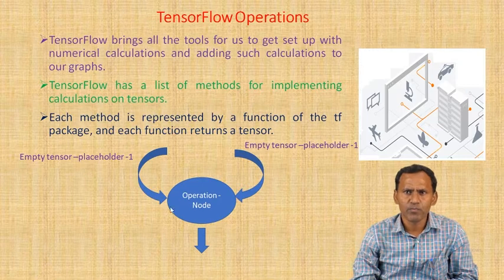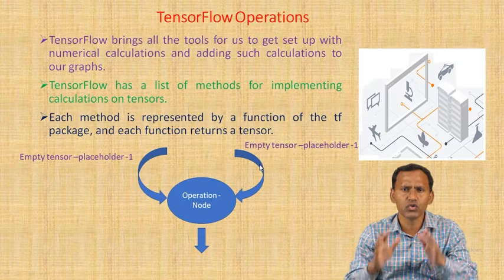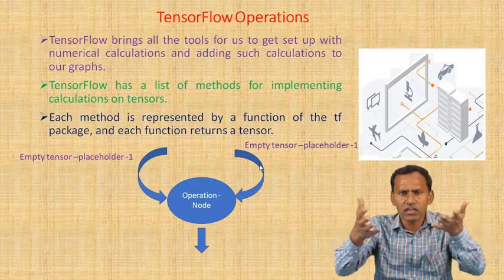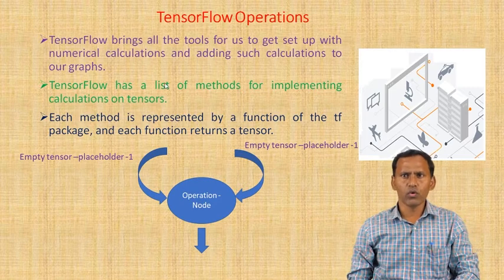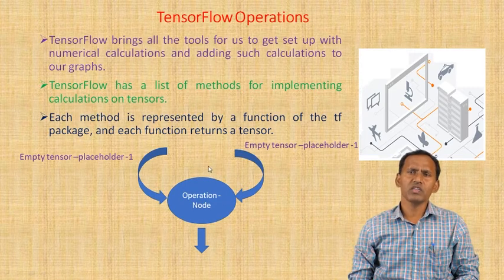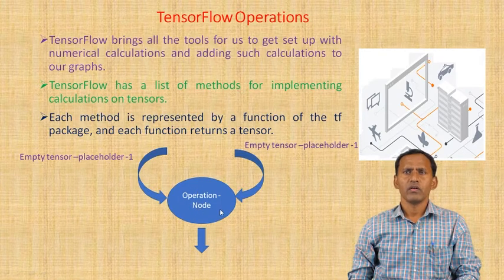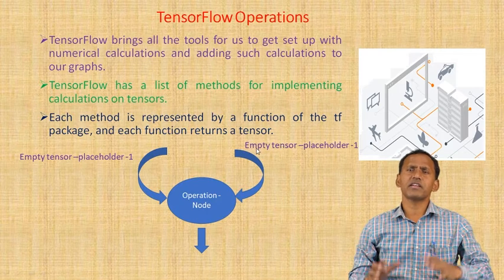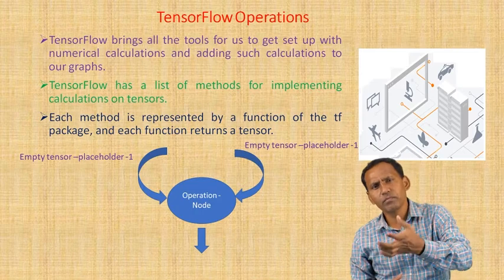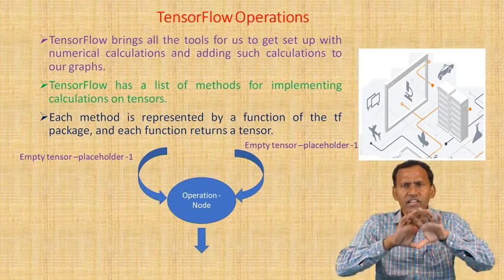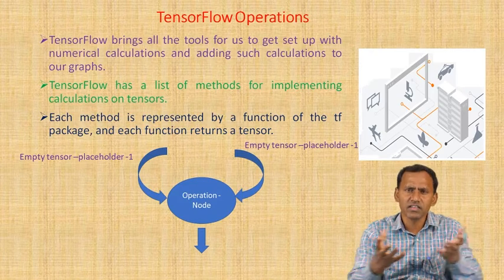Now, for example, on the left side and right side are two tensors. They carry the data to give to the operation node. So this node can perform different operations. Now we can create an empty tensor by using placeholder, a changeable tensor by using variable, or an unchangeable tensor by using constant. So we can create a tensor in different ways.